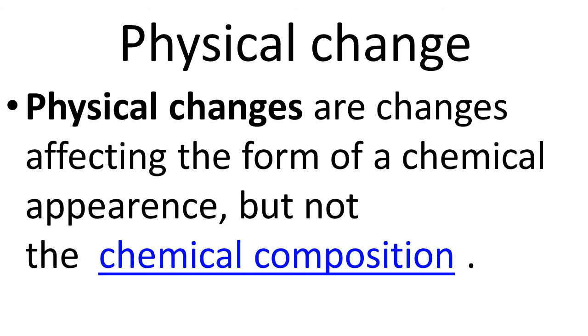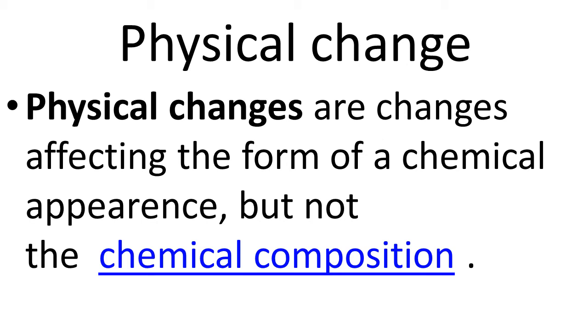Now what is a physical change? Now we are going to study what physical change really means. Physical changes are changes affecting the form or appearance but not the chemical composition. What does this mean? It means a change in which the appearance changes, like the black hacksaw blade turning red, but not the chemical composition. It is still made up of metal, so its chemical composition is not changed but its appearance can change.